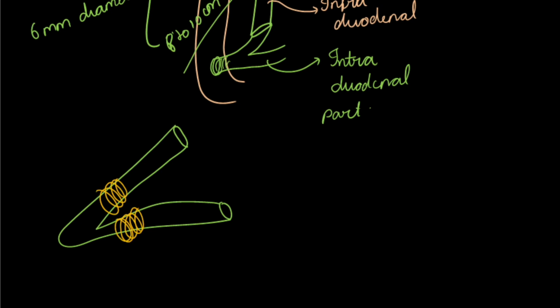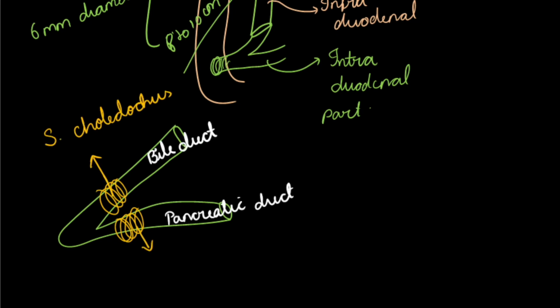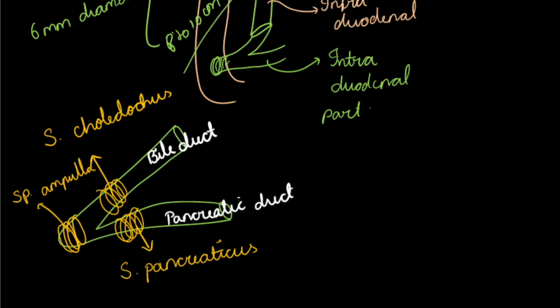So this is our bile duct and this is our pancreatic duct. Here we will be having two specialized sphincters. One is sphincter choledochus, and in case of pancreatic duct, we will be having sphincter pancreaticus. Both of them get joined to form the hepatopancreatic ampulla, and this sphincter is called sphincter ampullae. So this is all regarding the different sphincters associated with the bile duct, pancreatic duct, and joining of both the bile duct and pancreatic duct in the second part of duodenum.